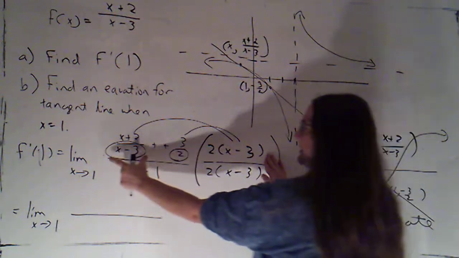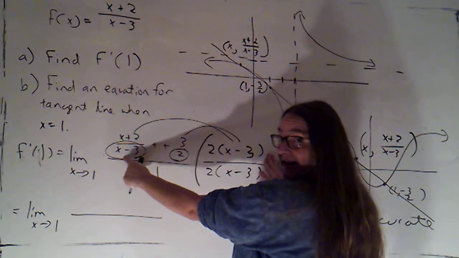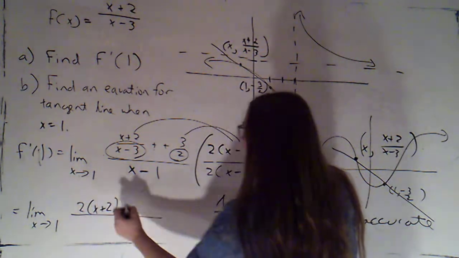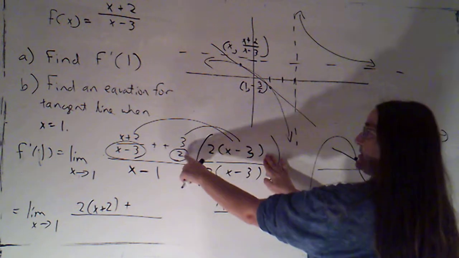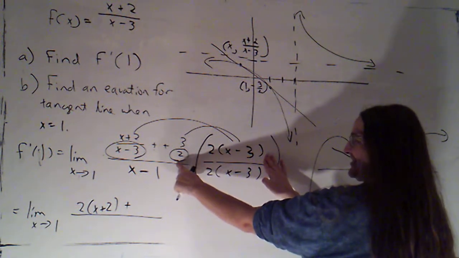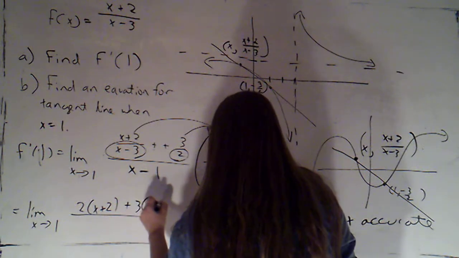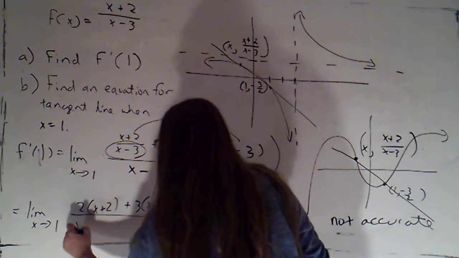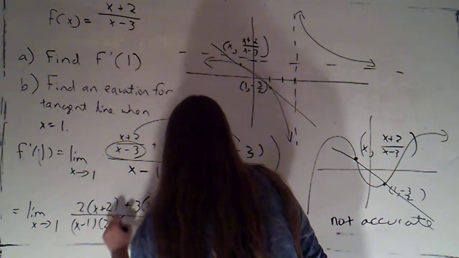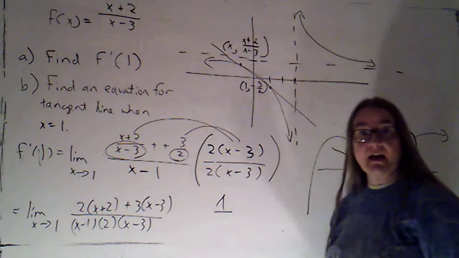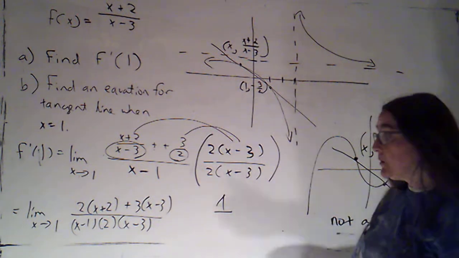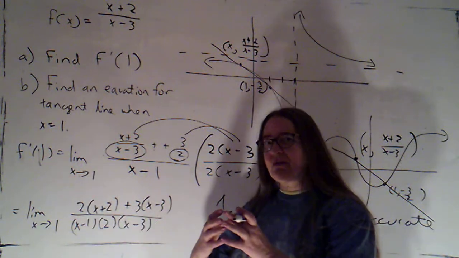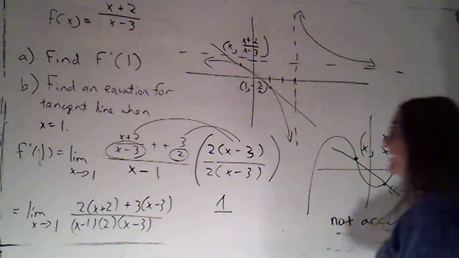Now when I distribute this to the first fraction, the x minus 3's are going to cancel, so that I'll be left with 2 times x plus 2, plus when I distribute to this second fraction, the 2's are going to cancel, so I'll have 3 times x minus 3. On bottom, I'm just going to have x minus 1 times 2 times x minus 3. No need to multiply that out. I'm hoping I'm going to eventually be able to cancel that x minus 1, so I don't want to make the bottom more complicated by doing that multiplication.